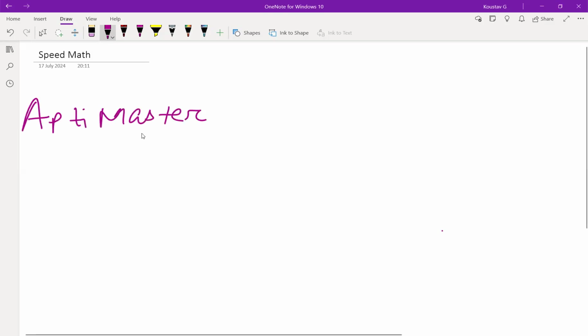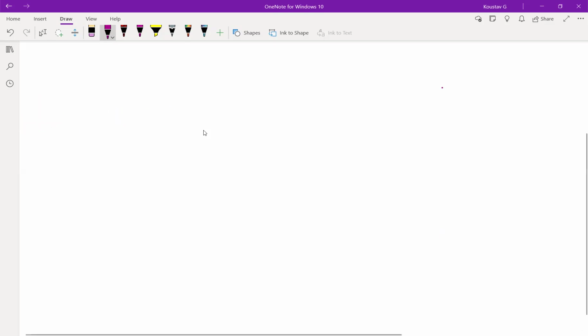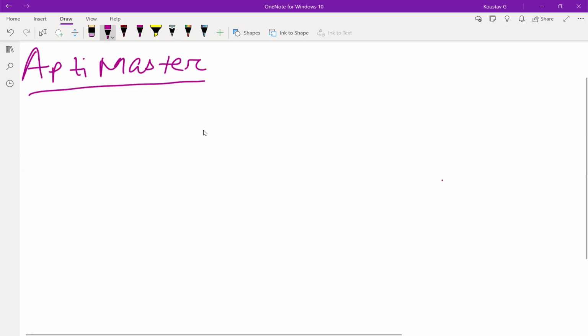Okay, so what will we learn today? Basically, we will learn speed math. I think everyone is aware of it, but today we will discuss it again. So first of all, as you are all aware, I will just update some key points. Just write down some key points.